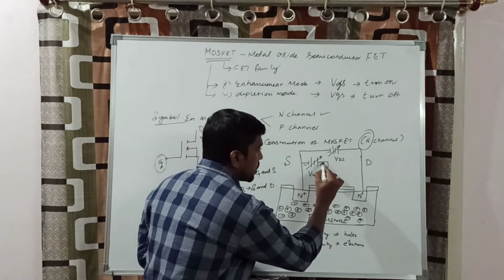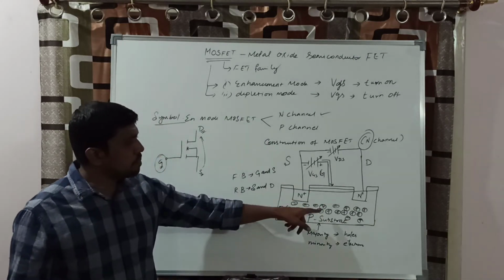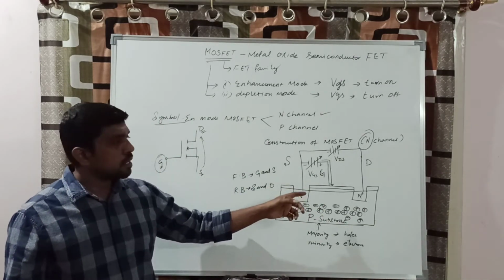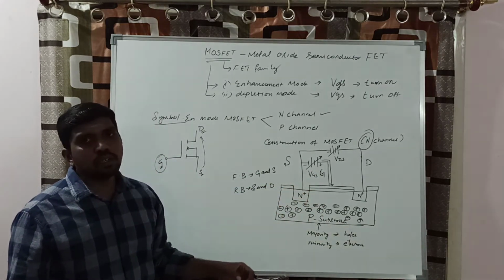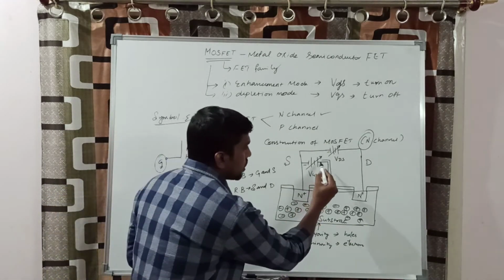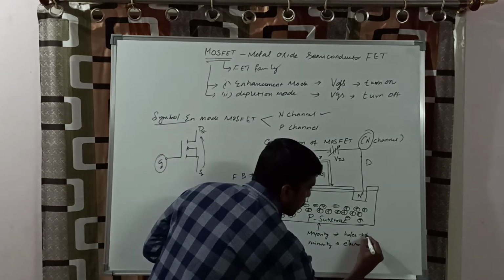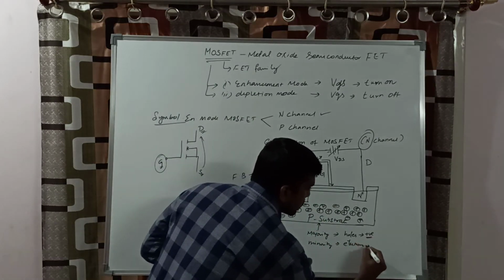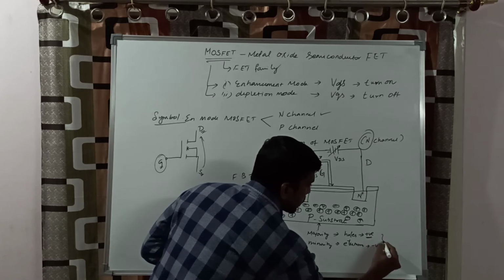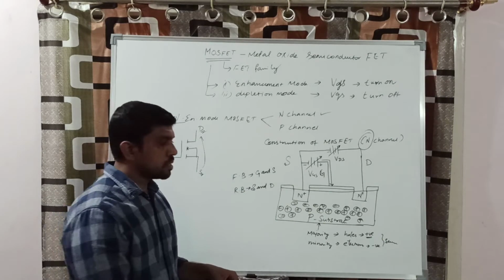You are applying the positive voltage to the gate terminal. The same charges repel, different charges attract. That you know from lower semester. Here the positive and the hole are the same charges. Electron and negative are the same charges. These two are the same charges.